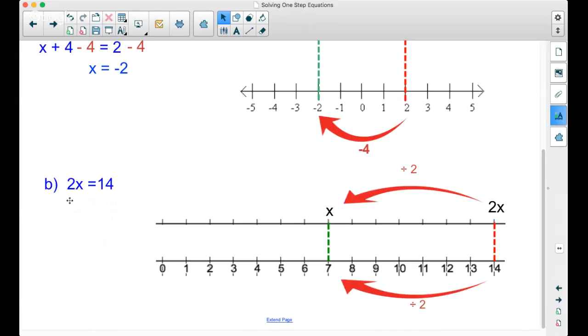We can look at this again algebraically. We started with 2x equals 14. We then divided the 2x by 2, and we divided the 14 by 2. 2 divided by 2 is 1, leaving us with an x on the left side of the equation. 14 divided by 2 is 7, so we get that x equals 7. Again, we can check by substituting into the equation and making sure that the left side and the right side are equal.